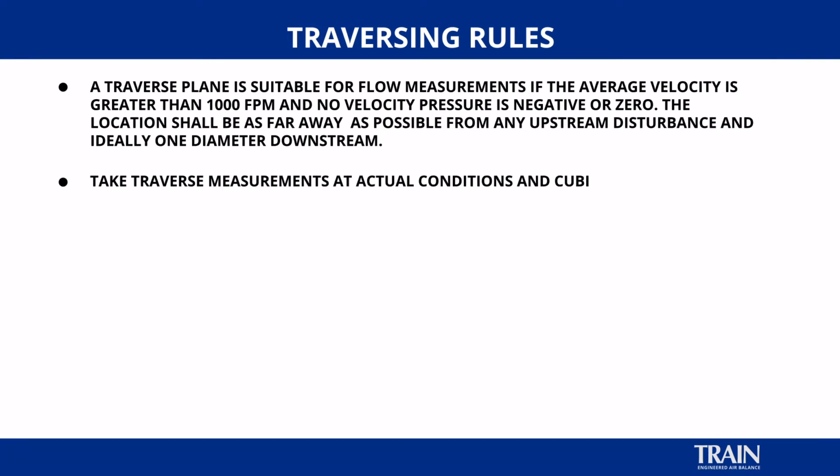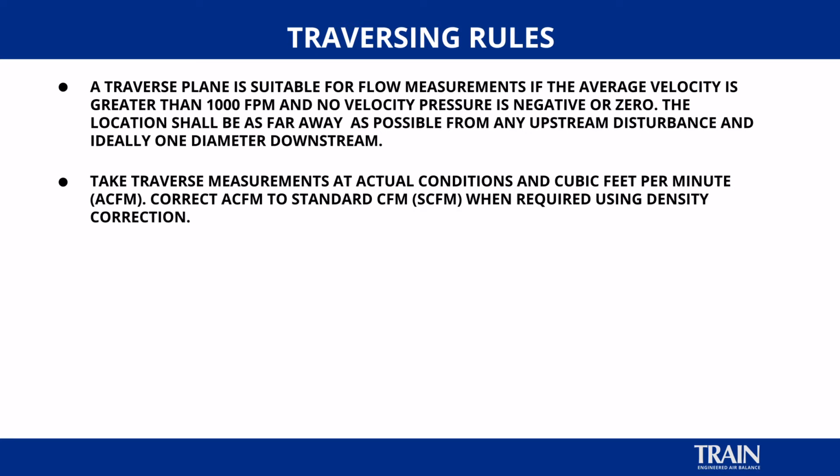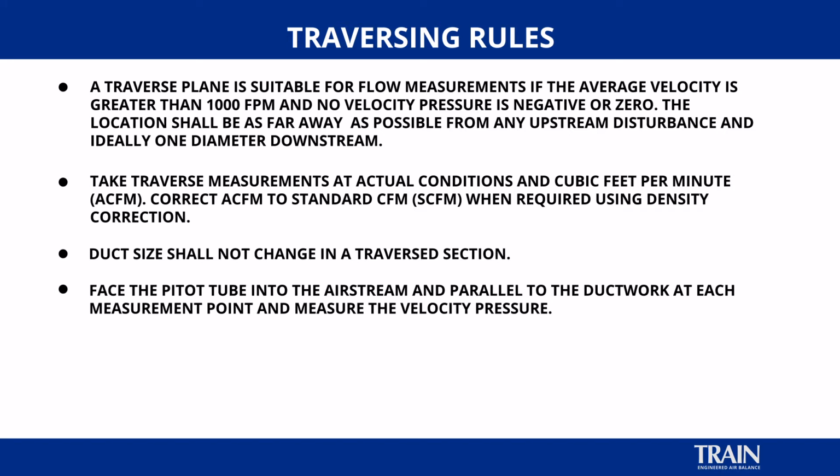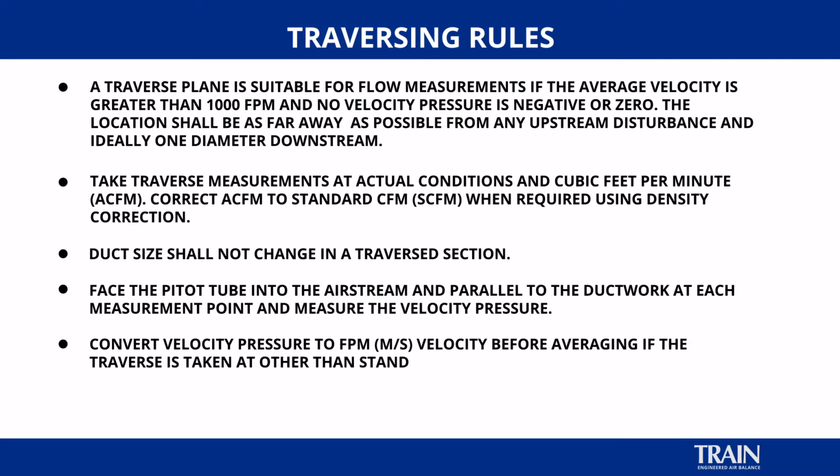Take traverse measurements at actual conditions in actual cubic feet per minute. If the traverse location is not at standard air conditions, a velocity correction may be required. When picking a location for traverses, ensure that the duct size does not change in that traversed section. Face the pitot tube into the airstream and parallel to the ductwork at each measurement point and measure the velocity pressure. Convert velocity pressure to feet per minute velocity before averaging if the traverse is taken at other than standard conditions.